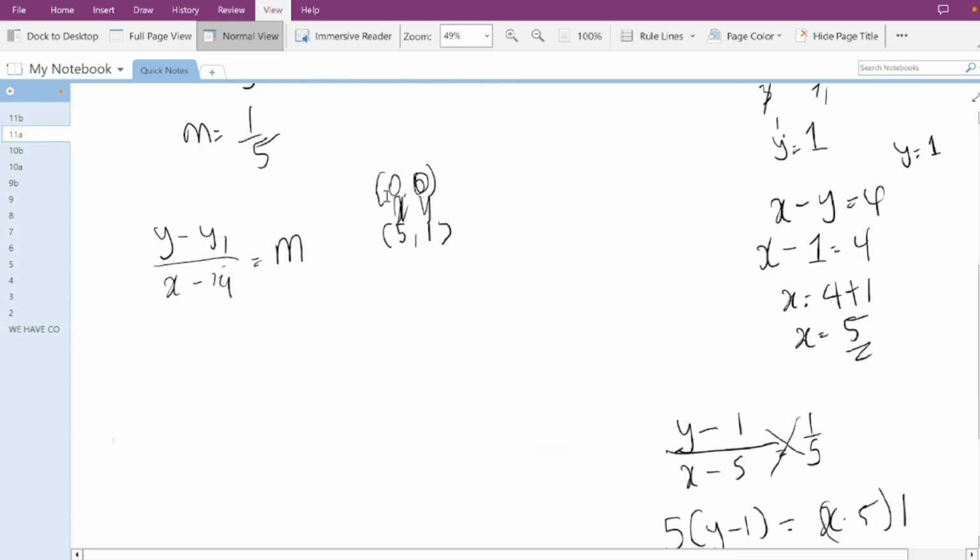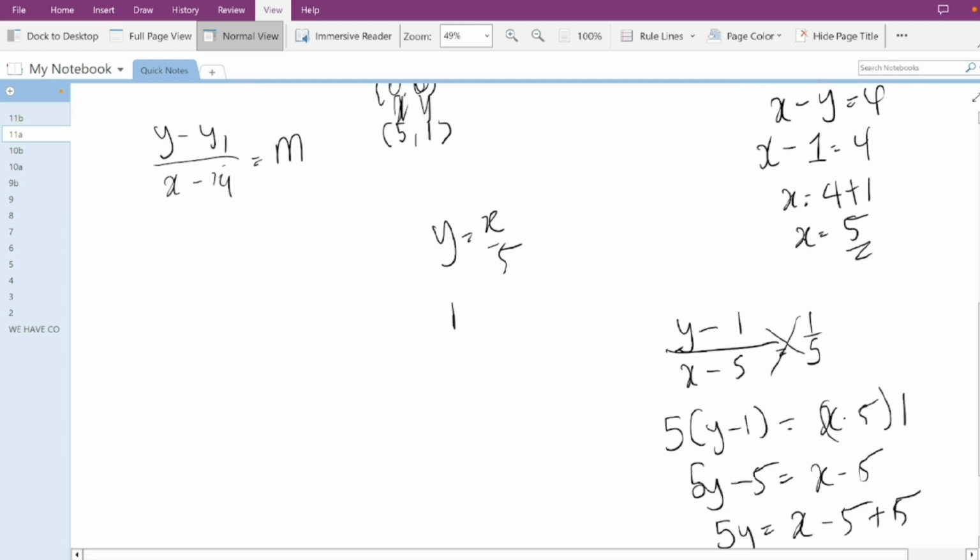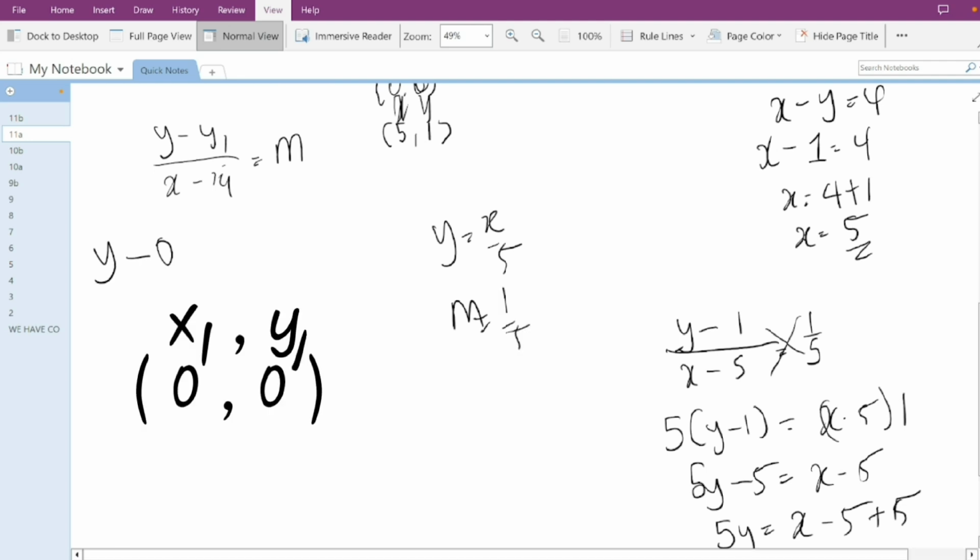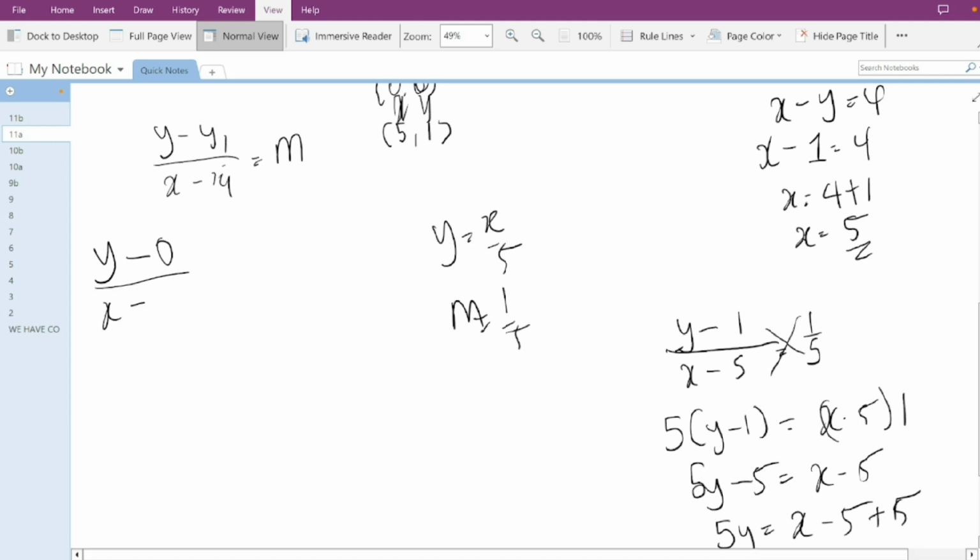Using the point (0, 0), let's see if we get the same answer. We know our answer is actually y equals x over 5. Let's see if we get the same answer using this as our x1, y1. That's the point (0, 0), the point of origin. This is x1, y1 now. Noting that our gradient m is 1 over 5, to find the equation of the line, we have y minus our y1, which is 0, over x minus our x1, which is also 0, equals our gradient, which is 1 over 5.